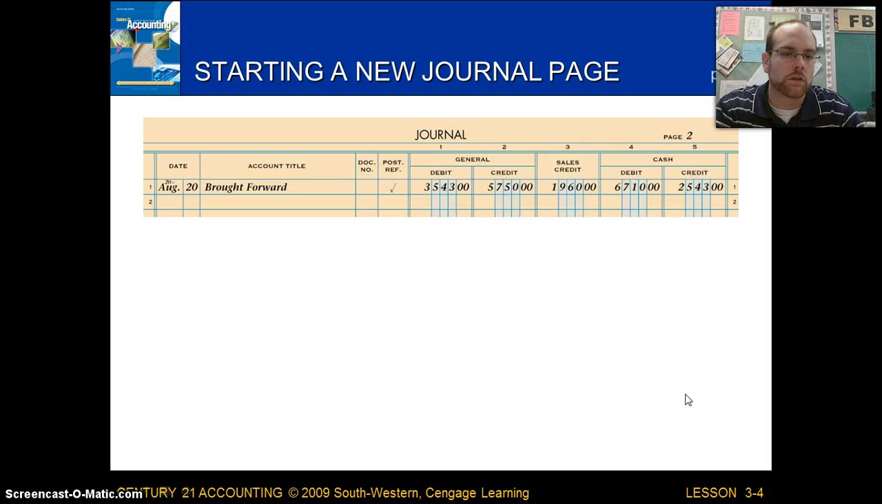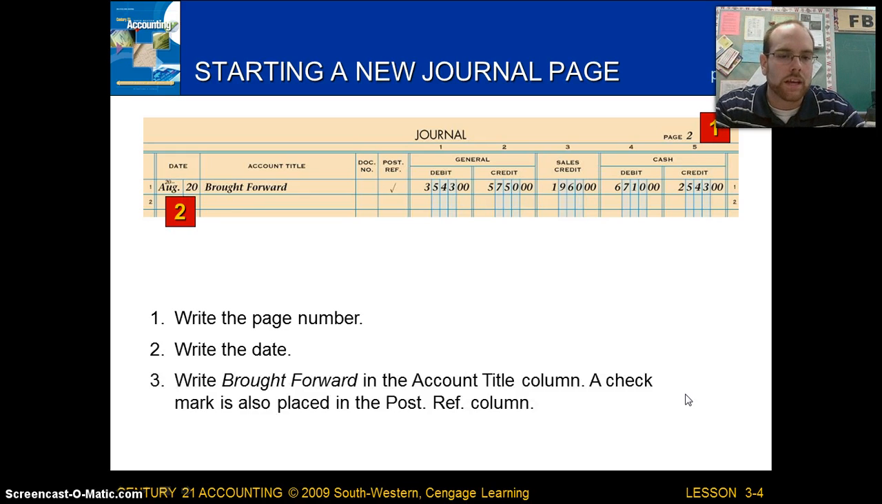Now when we're starting a new journal page, we want to go through a few steps. The first one is write the page number. So now we're on page 2 of the journal. Second step is to write the date. We're on August 20th. Then we write brought forward into the account title column.